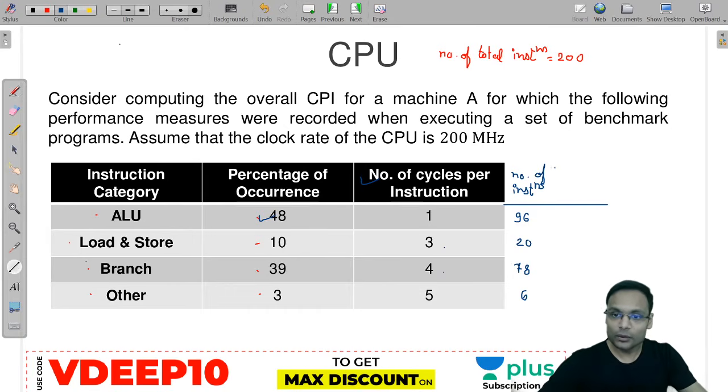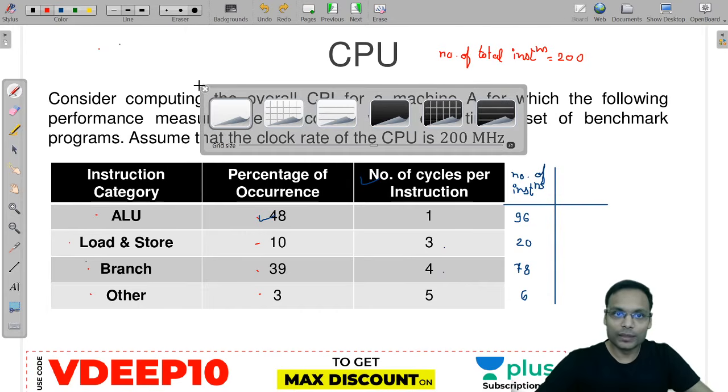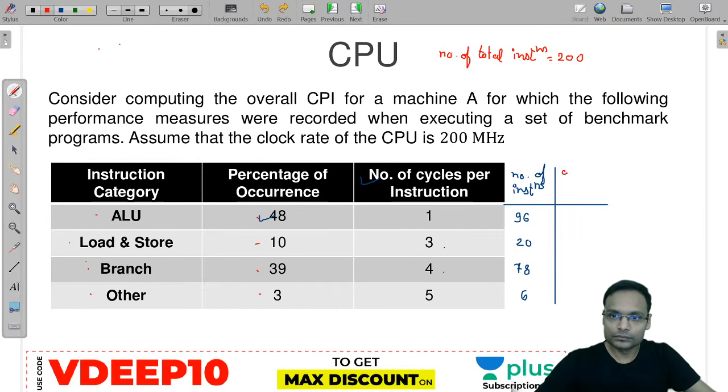कितनी cycle की जरूरत लगेगी for 96 instructions? You only calculate the answer. So cycles for 96 instructions will be how many? Total number of cycles will be 96 into 1, 96.